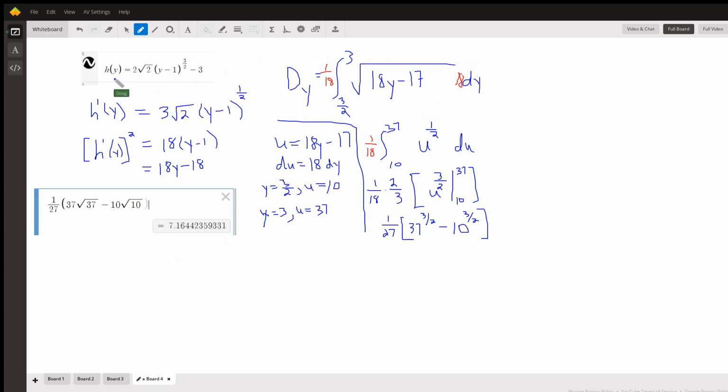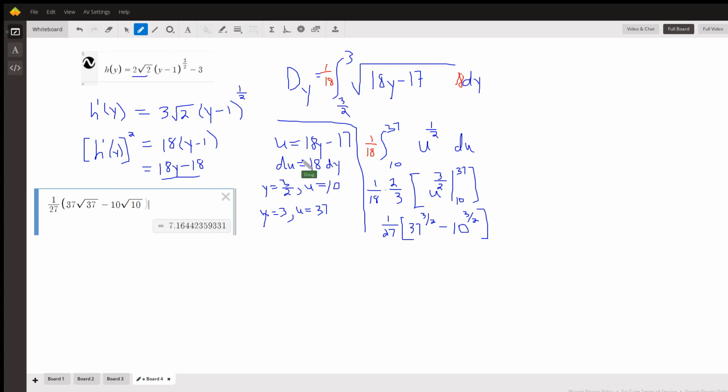So if I find h prime of y, again, I'm taking this 3/2 times 2 radical 2 gives me 3 radical 2, reduce the exponent by 1, square h prime, and I get 18 times (y minus 1), or 18y minus 18. That looks like a lot easier to evaluate. So 1 plus h prime squared gives me 18y minus 17.